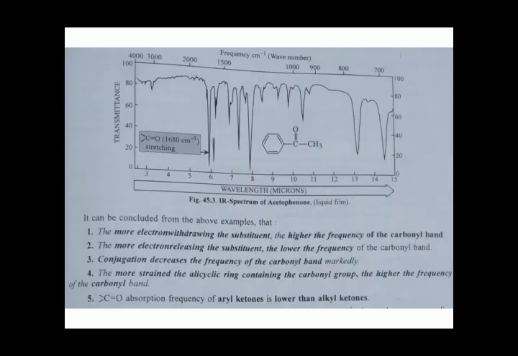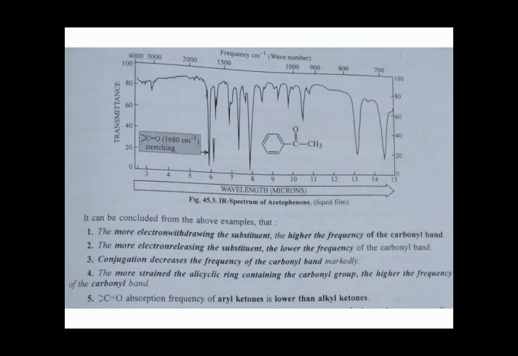This figure shows the IR spectrum of acetophenone, which exhibits the C=O stretching vibration at 1680 cm inverse, which confirms the formation of acetophenone. And it can be concluded from the above examples that the more electron withdrawing the substituent, the higher the frequency of the carbonyl band, and the more electron releasing the substituent, the lower the frequency of the carbonyl band. And also conjugation decreases the frequency of the carbonyl band.